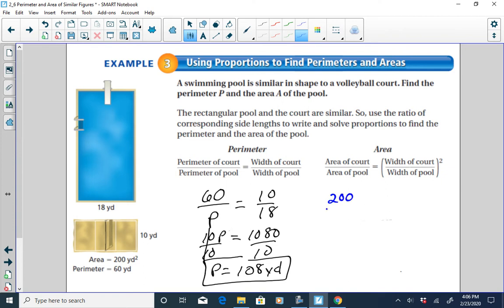So it's going to be 200 in the numerator over the area of the pool. Well, the area of the pool, once again, that's our unknown, so we're going to use the variable P. That's equivalent to the ratio of the width of the court to the width of the pool. Width of the court, that's going to be 10, to the width of the pool, that's 18, but the square of the corresponding side, so we have to square that. So if we simplify, it's going to be 200 over P is equal to 10 squared is 100, over 18 squared is 324. So there's our proportion.